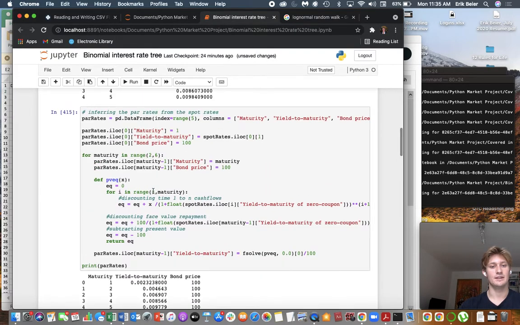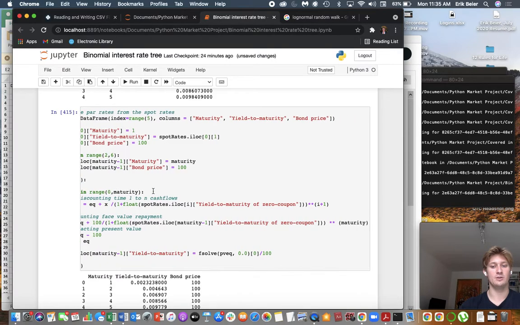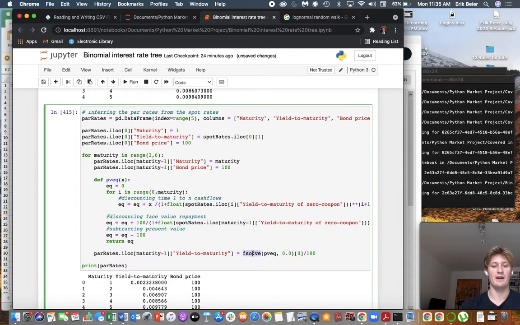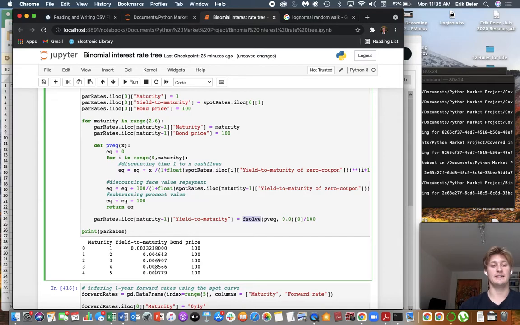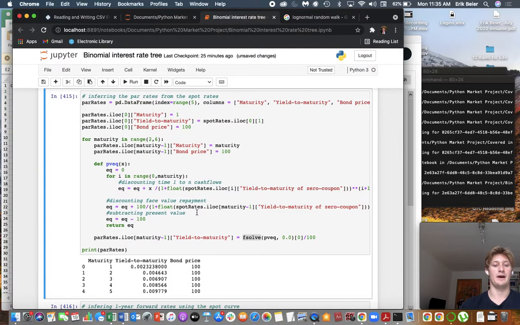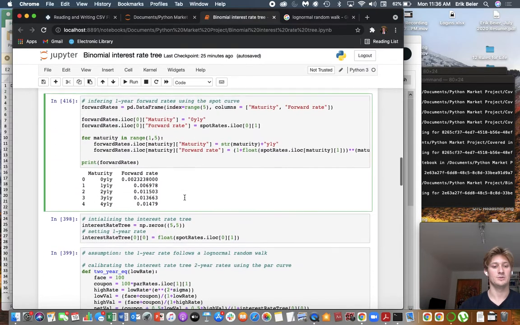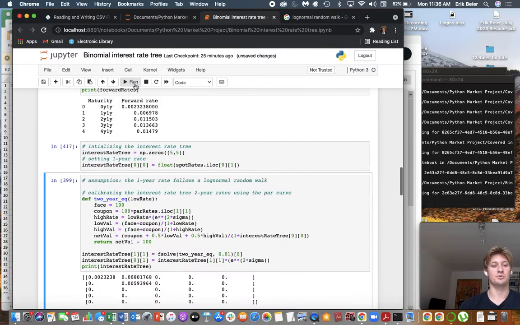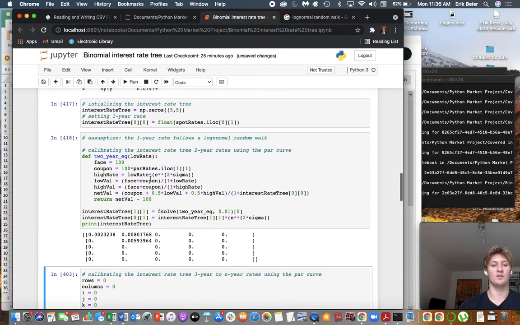And if you want to look at the code, feel free to pause the video and look at the code here. I'm using a numerical method, fsolve, to try a bunch of different yield to maturities and see which coupons, when discounted at the spot rates over here, will give us a par value back, a market value of 100. And recall that if a bond trades at par, the yield to maturity equals the coupon. So we have this. Now we can start building our interest rate tree and calibrating using the government yield curve.